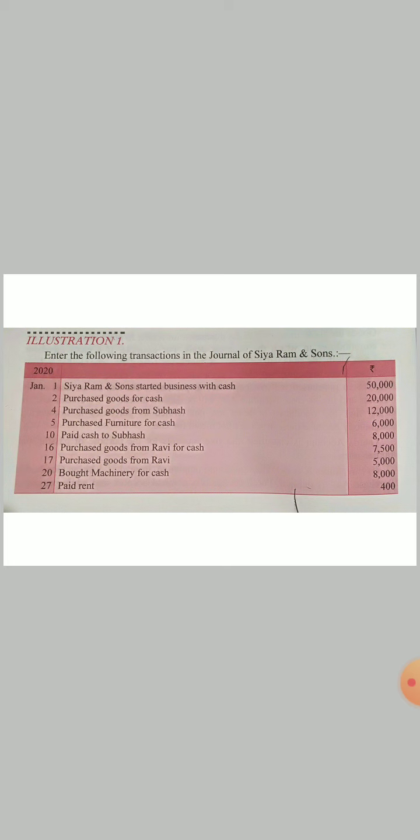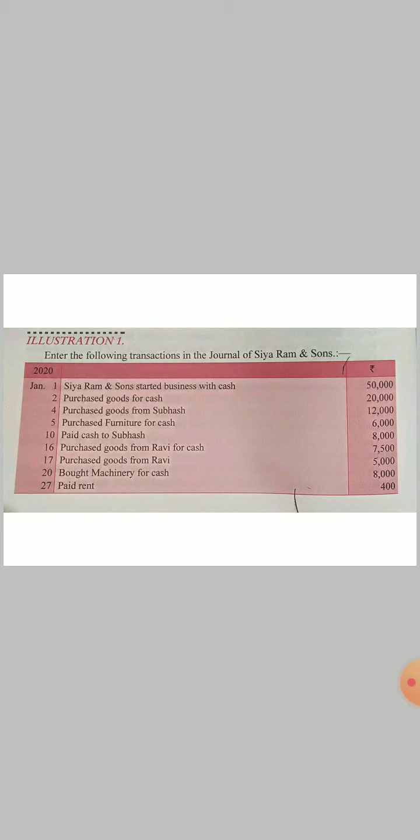The first point is C.R. Raman started business with cash. That means cash is coming into the business by C.R. Raman, by the owner's side. Then purchase goods for cash, goods are coming in, that purchases are there, an expense, and you have to pay cash. Purchase goods from Subhash, you are purchasing goods on credit.